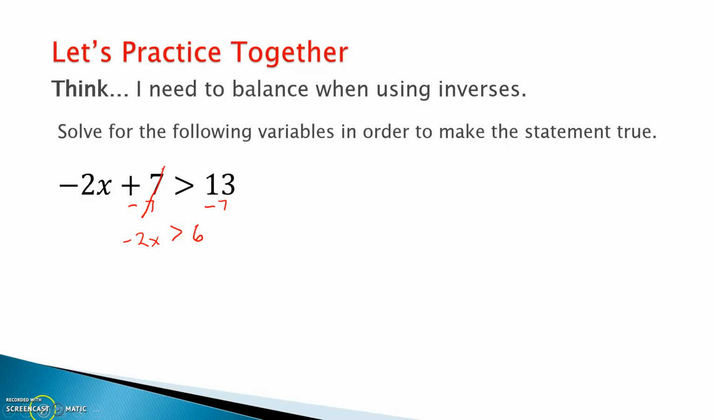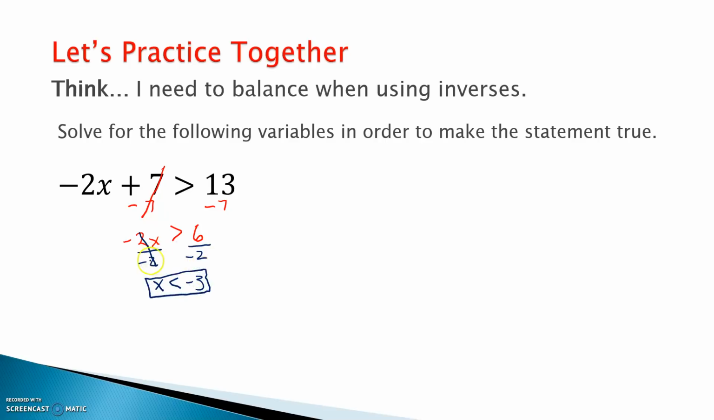Now, this is the key portion for today. This is the important piece. How do I get rid of multiplying by negative 2? I have to divide both sides, not just by 2, but by negative 2. As soon as I divide by a negative, I have to flip my inequality sign. These 2's will cancel out. In order to keep the statement true, as we saw in the previous slide, x now becomes less than negative 3. This is my solution.